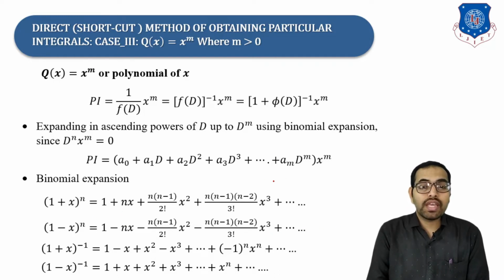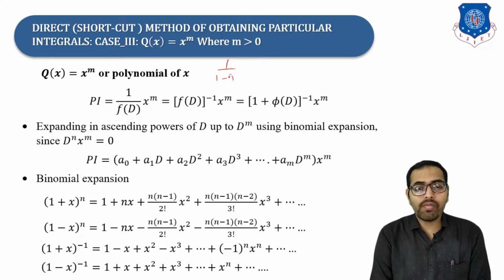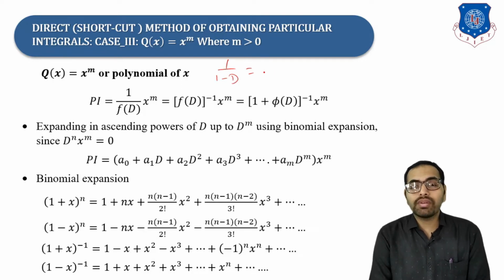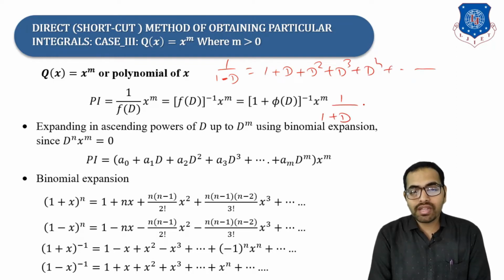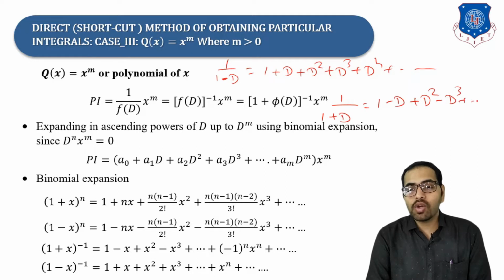See, here our case generally has 1 upon 1 minus D or 1 upon 1 plus D. In that case, we should apply the binomial expansion. For 1 upon 1 minus D, we have the formula 1 plus D plus D square plus D cube plus D raised to 4 and so on; the sign is negative in the denominator, so each and every term is positive. Suppose 1 plus D, then our binomial expansion becomes 1 minus D plus D square minus D cube plus D raised to 4 and so on, with alternating signs.